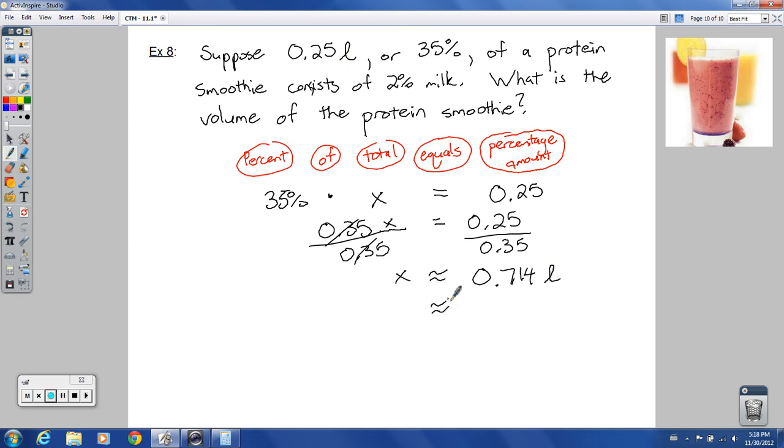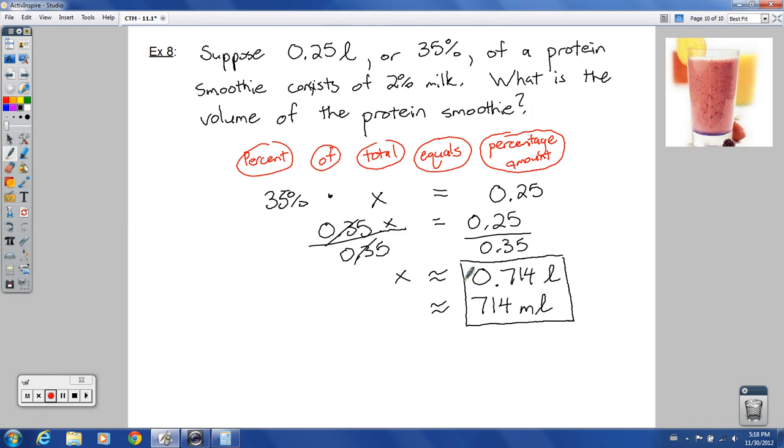If I change that to milliliters, a little throwback question to the metric system chapter that we had earlier, you'd move the decimal 3 spots to go to milliliters. You often see milliliters abbreviated on bottles or cans of things that come in liquid form like that. So we're going to say that this is a 714 milliliter milkshake, or sorry, protein smoothie. Milkshake sounds good too right about now, but we'll say that that is our answer in 2 different forms. It just depends what they would ask for.